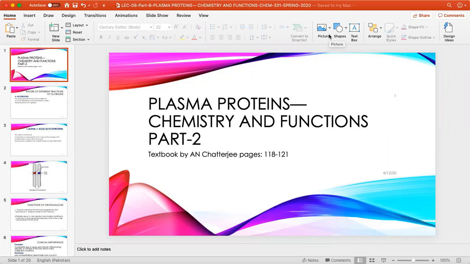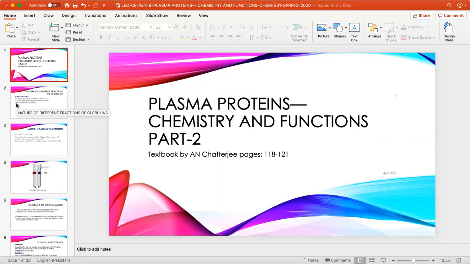This is part 2 of Plasma Proteins, Chemistry and Functions, textbook by A.N. Chatterjee, pages 118 to 121. These are the exclusive pages of 120 and 121. 118 and 119 I have already explained to you in my previous lecture. Now let's start with this. First of all, you must have the theme of plasma proteins, chemistry and functions. I'm going to explain the different types of these plasma proteins.